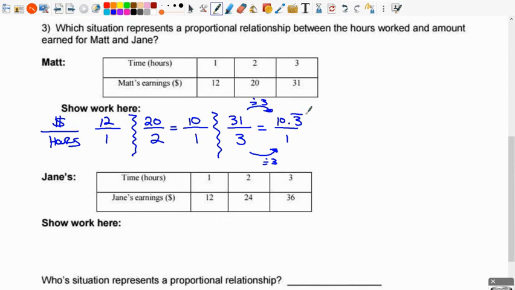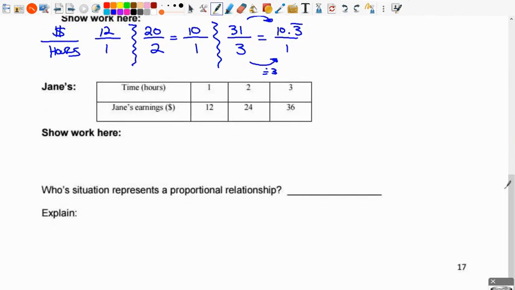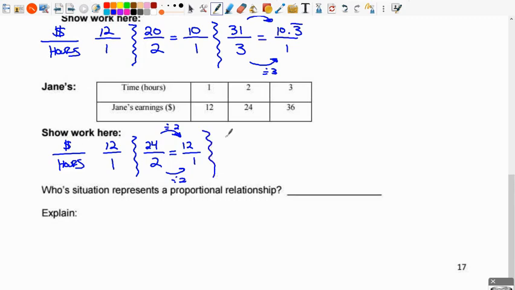Now let's do the same thing for Jane. So here's Jane's information. Again, we're setting this up as dollars over hours. Make sure that you write that on your paper. For Jane, for her first set of data, she earned $12 for working 1 hour. 12 over 1 is in simplest form. Next, she earned $24 for working 2 hours. If I divide both of these numbers by 2, well, then that's going to give me a unit rate of 12 over 1.